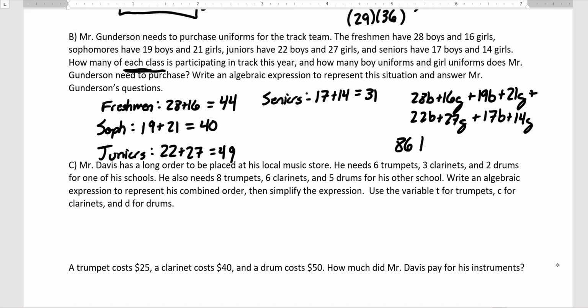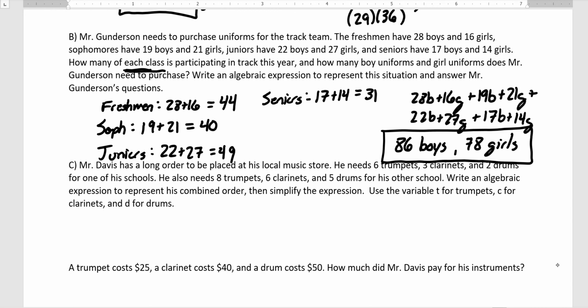So 86 boys there. Now let's look at girls. Well, I see 16 and 14. That'll give me 30. Really easy. 30 plus 21 is 51. 51 plus 27 would be 78. 78 girls. Fantastic. So 86 boys, 78 girls. A lot of kids going out for track. Gunderson's got some uniforms to purchase, that's for sure.